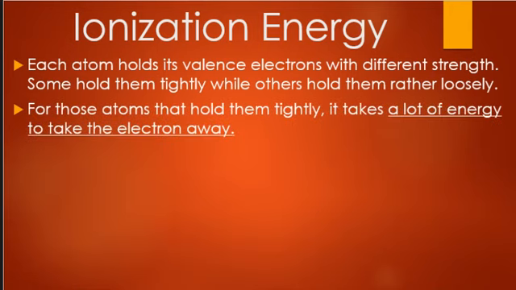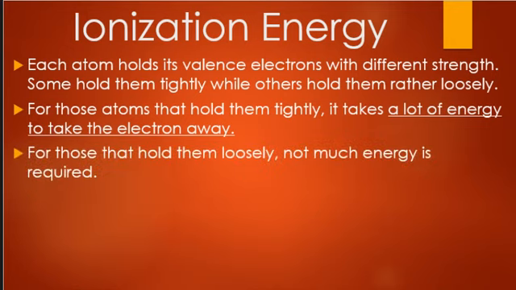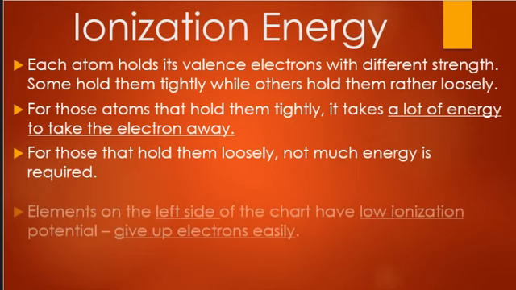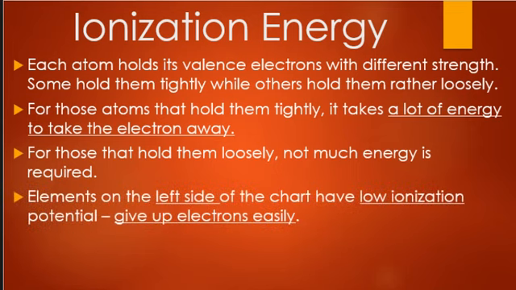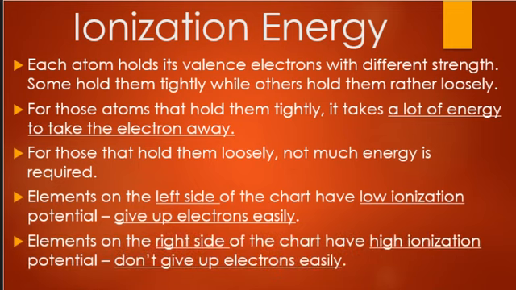So it's going to hold on to it a little more strongly. For the atoms that hold them tightly, it takes a lot of energy to take that electron away. For those that hold them loosely, not much energy is required. So the elements on the left side will have a low ionization potential. They're going to want to give up their electrons easily. And the elements to the right side of the chart will have a high ionization potential. They don't want to give them up very easily. That makes sense, doesn't it?